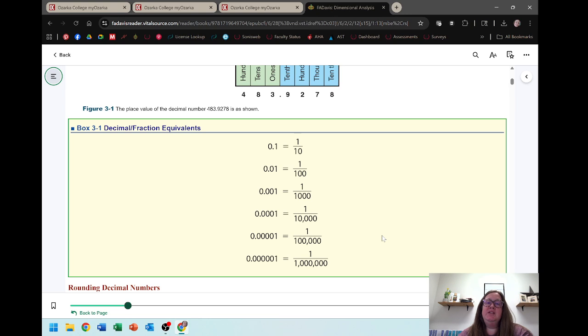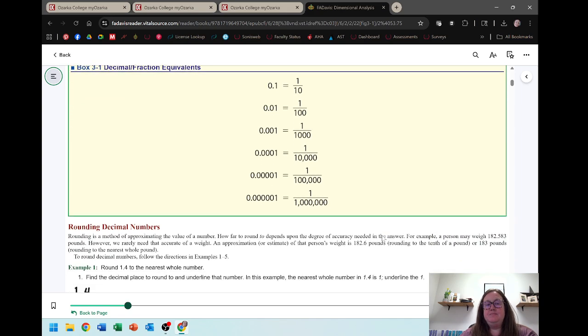So 0.1, that 1 is in the tenths place. To write it as a fraction, it would be 1/10. The next one, 0.01, that 1 is in the hundredths place. So you would read that 1/100th. And you can see the fraction there as well. And so you can go on and on and on. They've gone up to the 1/1,000,000th place.